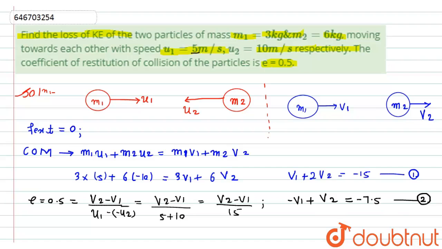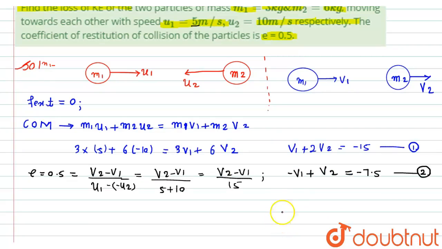If we solve equations 1 and 2, we get the values of v1 and v2. Here v1 will cancel out, and 2v2 plus v2 gives 3 times v2, which equals minus 7.5. This implies v2 equals minus 2.5 meter per second. Now if we substitute the value of v2 in either equation, we get v1 equals minus 15 plus 5, which is minus 10 meter per second.